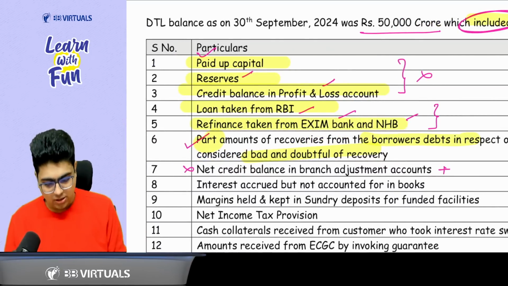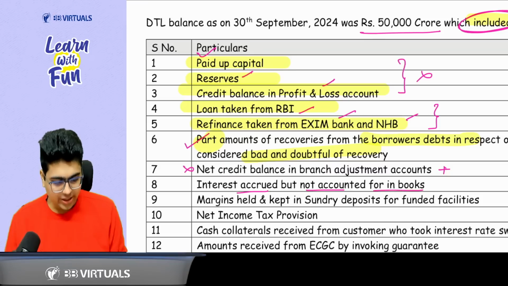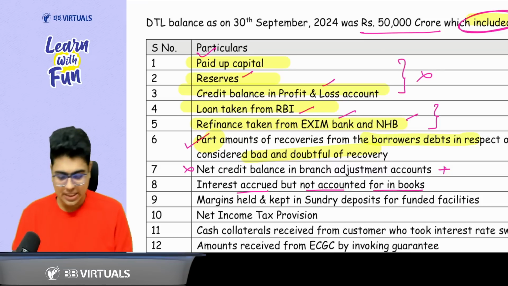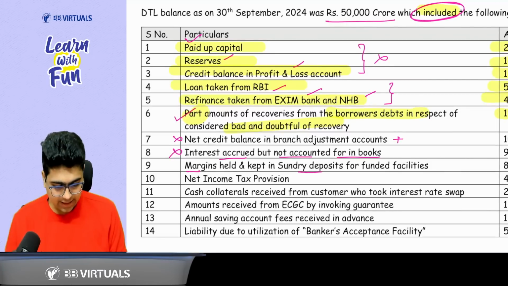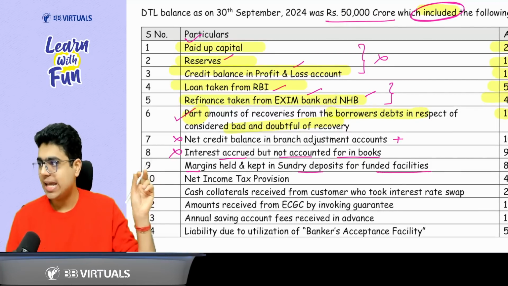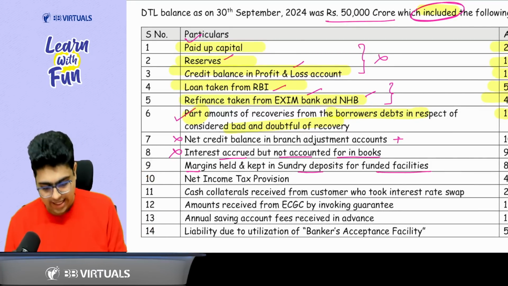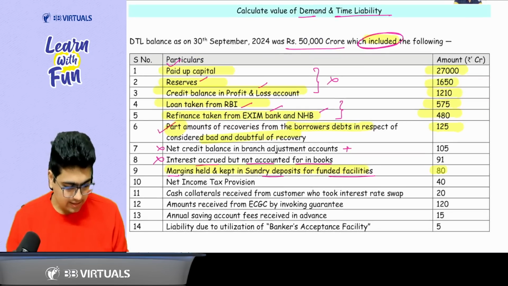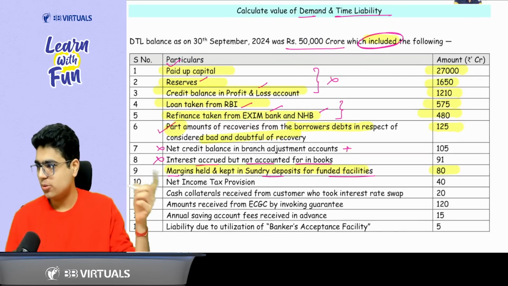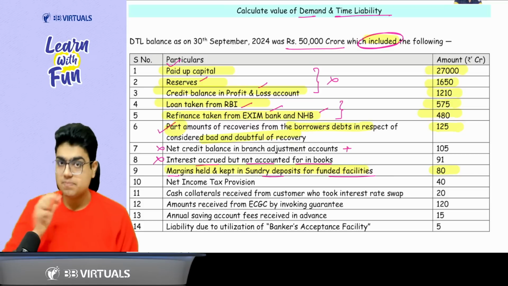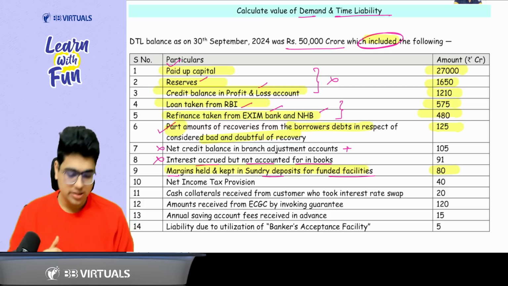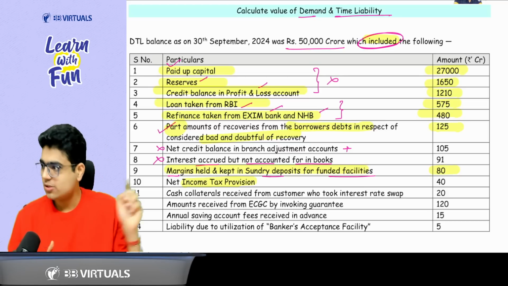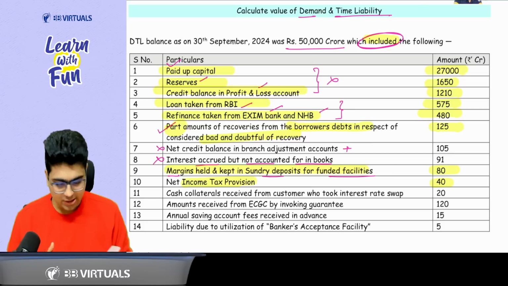Now, sir, interest accrued but not accounted in the books. Again, it was to be included. It is already included. Ignore. Margins held in sundry deposit for funding facility. Munni, M for margins. So can I say margins were required to be excluded? Yes, sir. We will exclude them. Now, Buddy, in Buddy I was income tax provision. So there is an income tax provision. You need to exclude it.